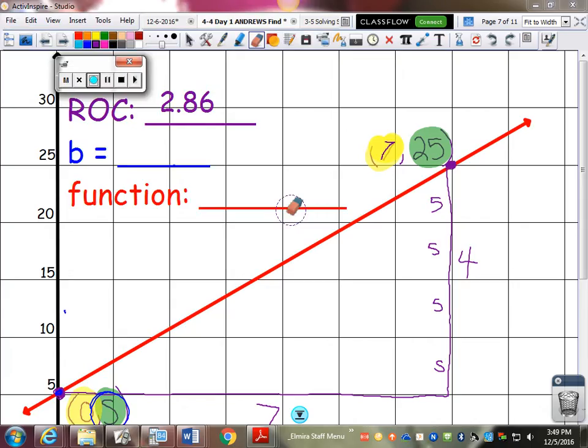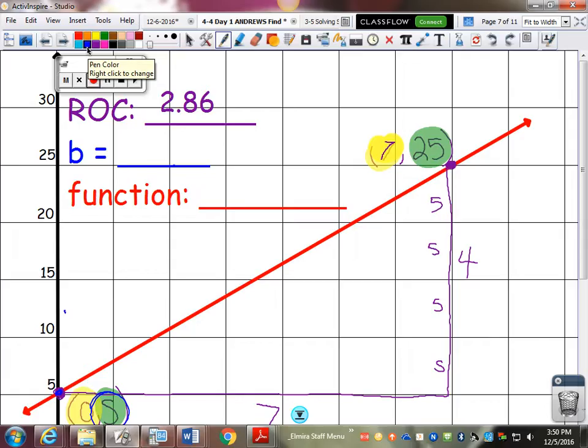Remember, we're in the middle of a three-part series. We spent the first day trying to figure out the rate of change, whether the data was given to us as a graph or in a word problem, an equation, or a table of values. Now we're going to find the y-intercept, which is also known as the b.